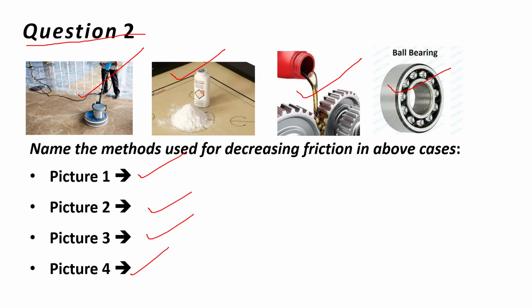Write short sentences. What is the method being used to decrease friction in picture 1? What is the method in picture 2? What is the method in picture 3? And what is the method in picture 4? Write 4 short lines or 4 short phrases. The method being used to decrease friction in each of the 4 pictures. That's question number 2. Now pause the video. Pause the video, write your answer and then resume.